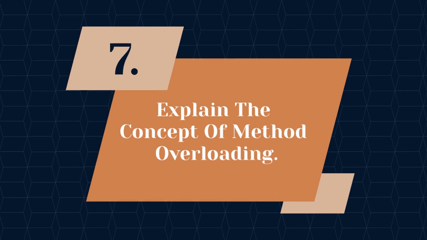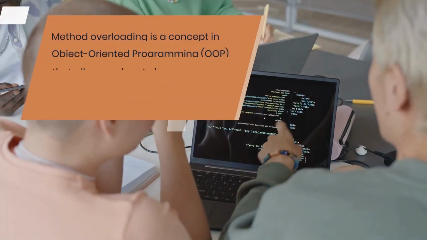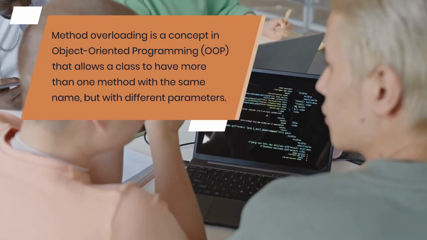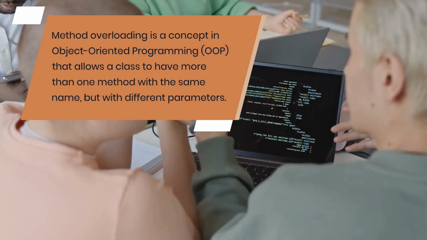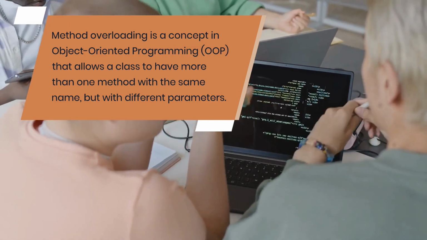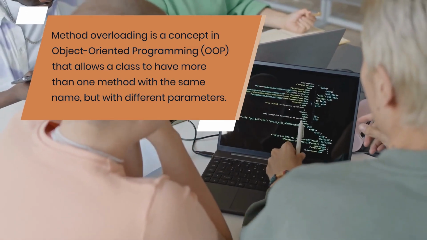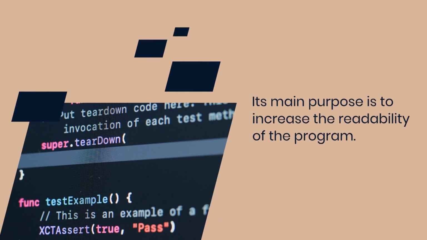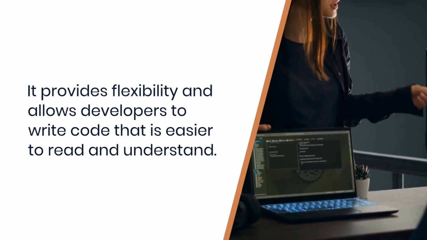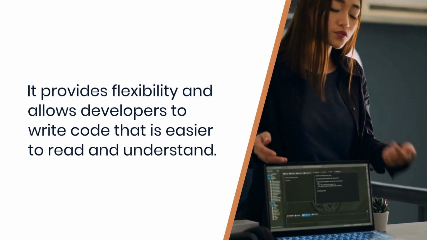7. Explain the concept of method overloading. Method overloading is a concept in object-oriented programming, OOP, that allows a class to have more than one method with the same name, but with different parameters. Its main purpose is to increase the readability of the program. It provides flexibility and allows developers to write code that is easier to read and understand.